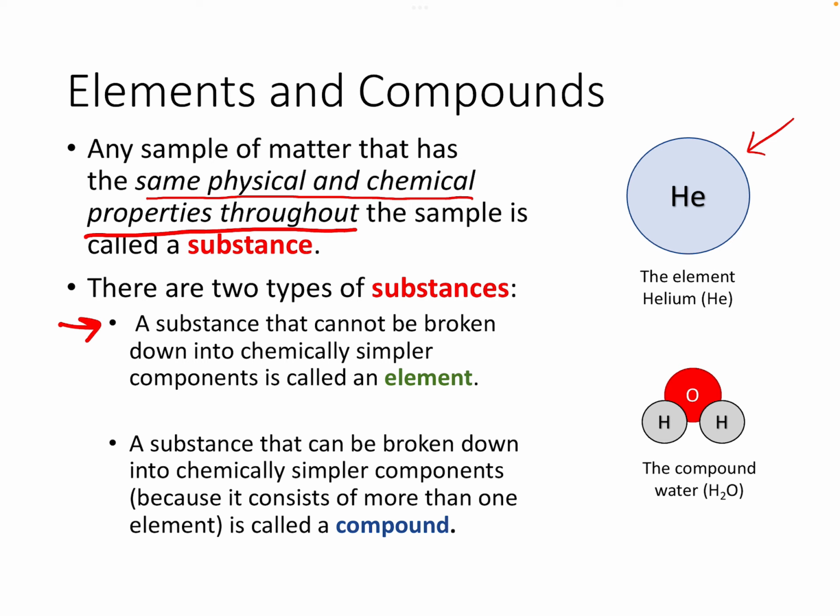Now, on the other hand, we have compounds. Compounds are substances that can be broken down into simpler components, and that's because they consist of more than one element. So a good example is water, which is H2O. Water consists of 2 hydrogen atoms and 1 oxygen atom. And we can actually do a reaction that splits apart the hydrogens from the oxygen. Now, this is a very difficult reaction to do, but it is possible, right? So this is a compound.